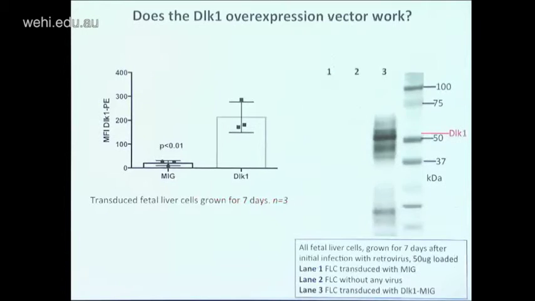First of all, I wanted to make sure it does work. So short term, I first transduced them and then grew them for 7 days and showed that the Dlk1 overexpression vector transduced fetal liver cells do express Dlk1 at significantly higher level than the MIG transduced cells, which is also seen in the Western blot. Number 3 is the overexpression vector transduced fetal liver cells, and obviously that is the only one that expresses Dlk1 at high level, not number 2, which is the one without any virus, and number 1, which is the one with only the empty MIG vector.